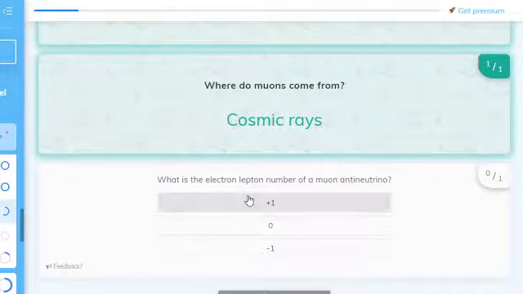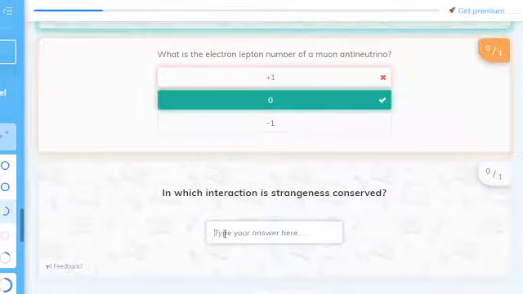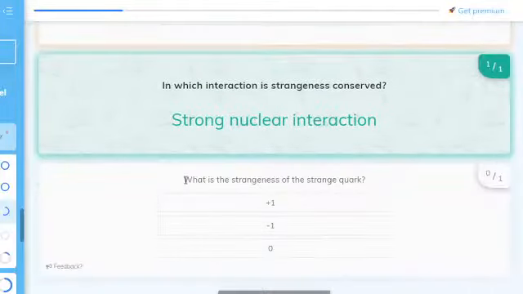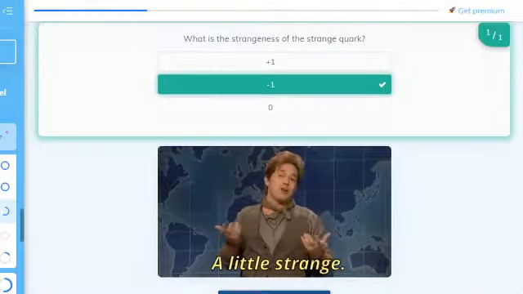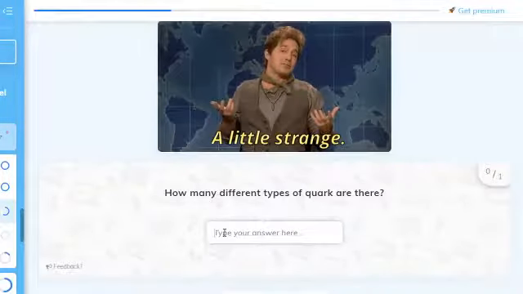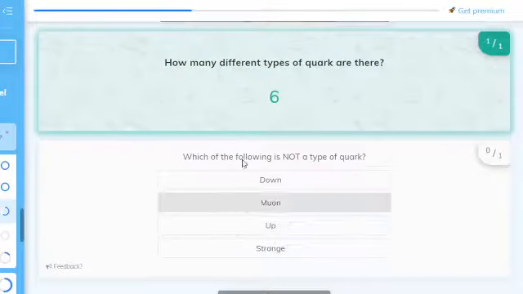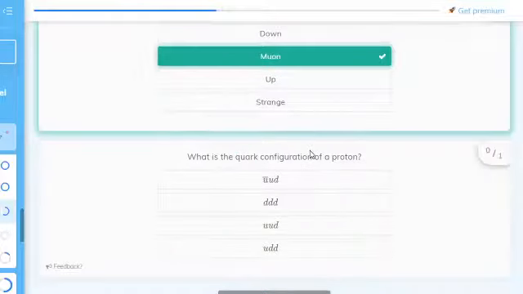That would be 0. Lovely. So, in what interaction is strangeness conserved? Strong. What's the strangeness of a strange quark? It's -1. How many different types of quarks are there? Six, but we only need to know three. Which of the following is not a type of quark? Muon is not a type of quark.